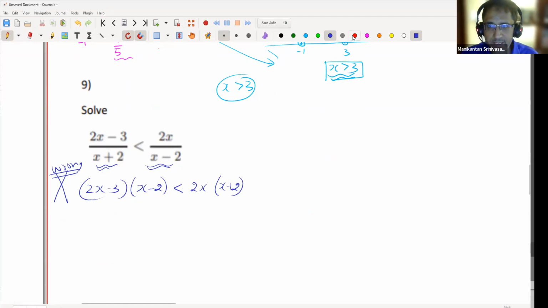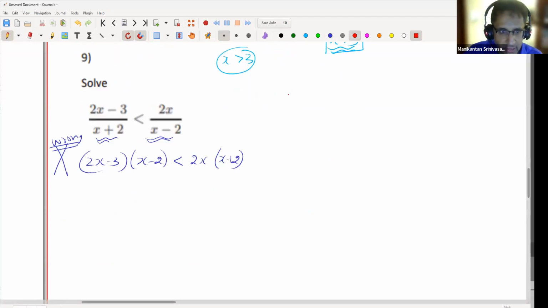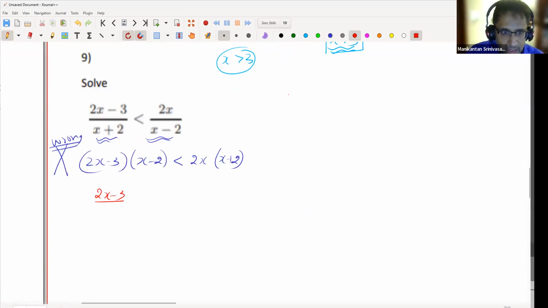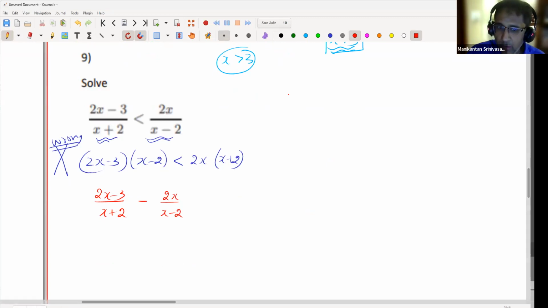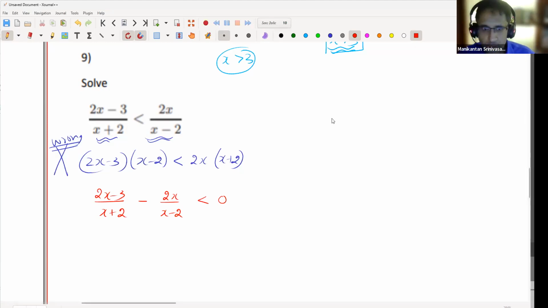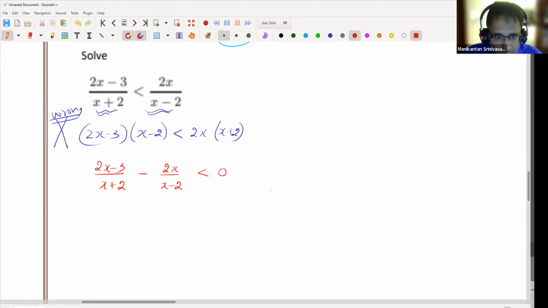The thing to do is get everything to one side. So I'll get everything to one side. So 2x minus 3 by x plus 2 minus 2x by x minus 2. Again, you might encounter problems where you would still get the correct answer without going through all this. That's because it's coincidental. The problem might be framed such that it didn't matter, but you can always frame a problem where it will matter. So you should take the right approach. Okay. So what is the right approach?